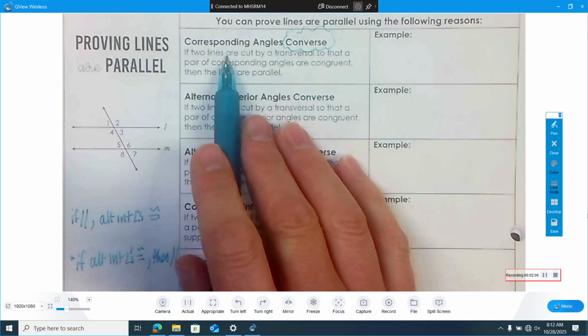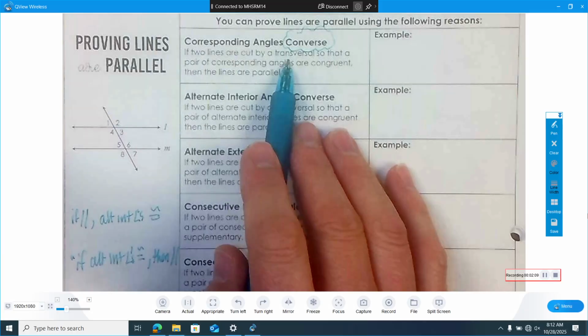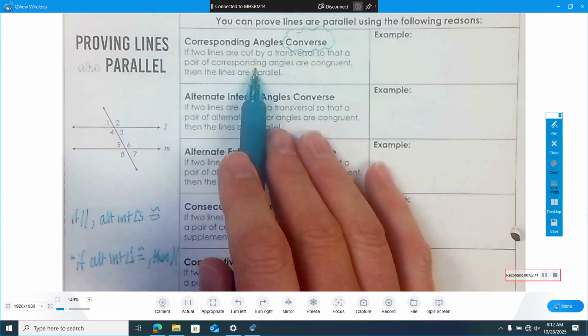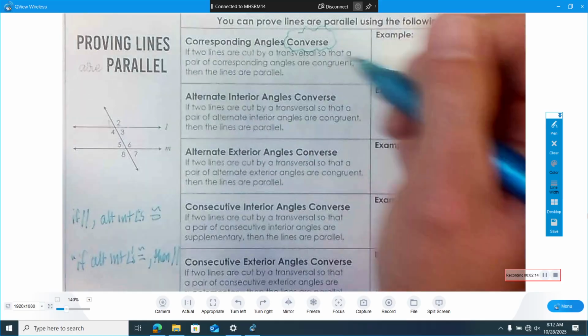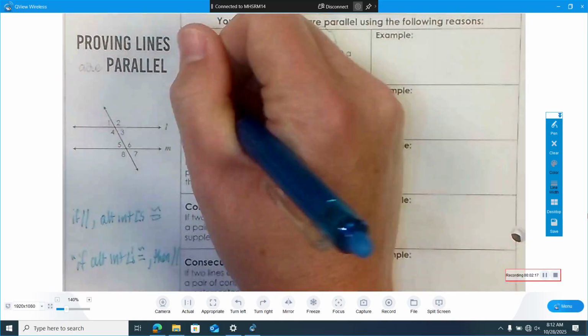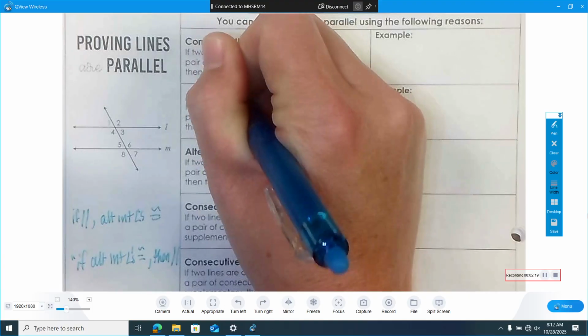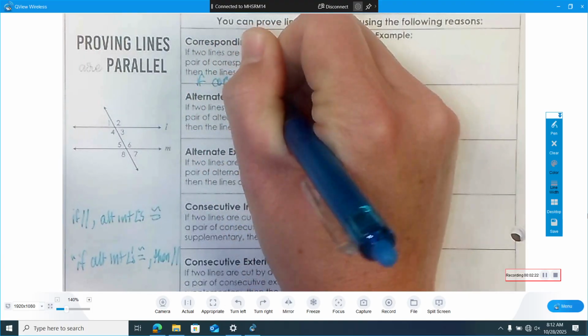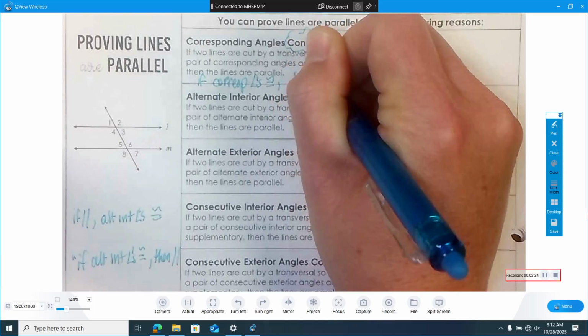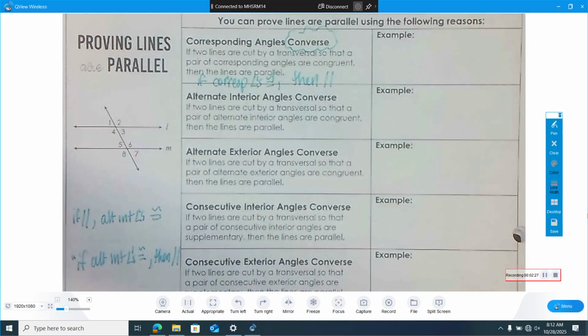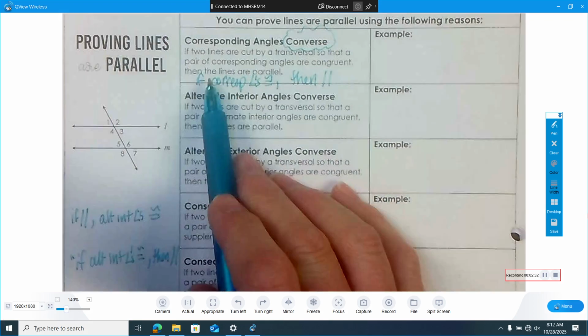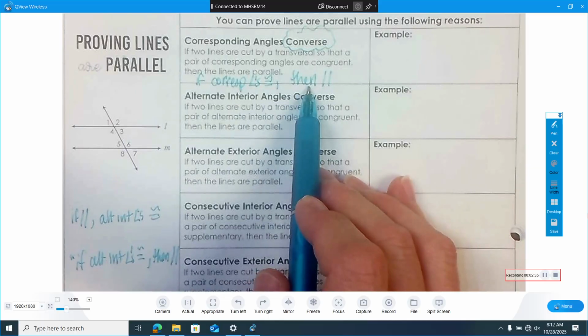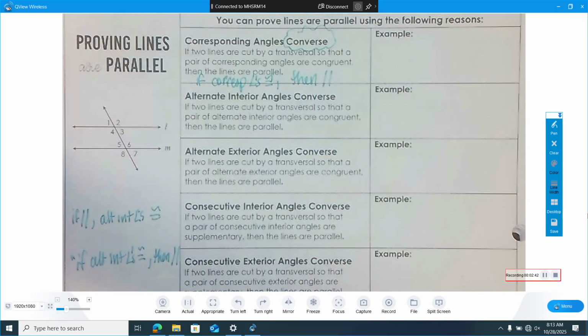So we have the corresponding angles converse. If two lines are cut by a transversal so that a pair of corresponding angles are congruent. So again, I'm going to shorten this. If corresponding angles congruent, then parallel lines. It's easy, right? What would you rather memorize? Corresponding angles converse? Or simply, if corresponding angles are congruent, then we got parallel lines. I'd rather do that. It's more specific, right? Tells us exactly what we need to know. All right, if corresponding angles are congruent, then we have parallel lines.